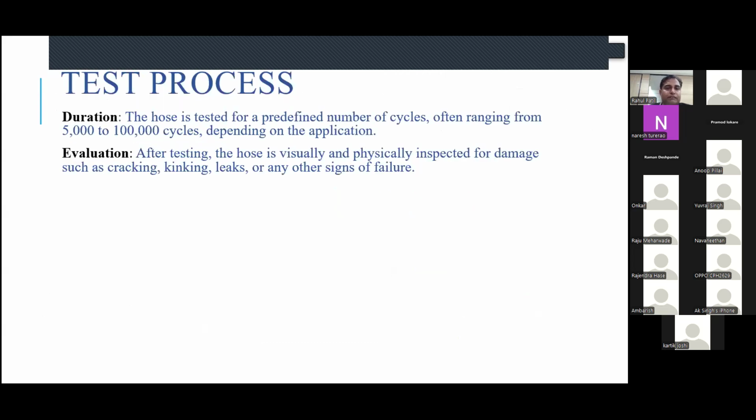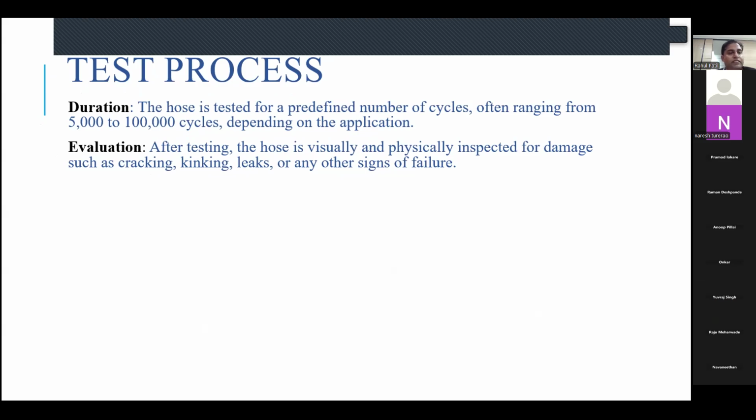So duration wise, as I mentioned, there is no specific criterion, but as per the standard, we can go up to any number of cycles. We recently carried out 10 million cycles as well for one of the hoses. So that is not a constraint for us. The only thing is that we need to define how the test sequence and the test are to be performed along with the sample selected.